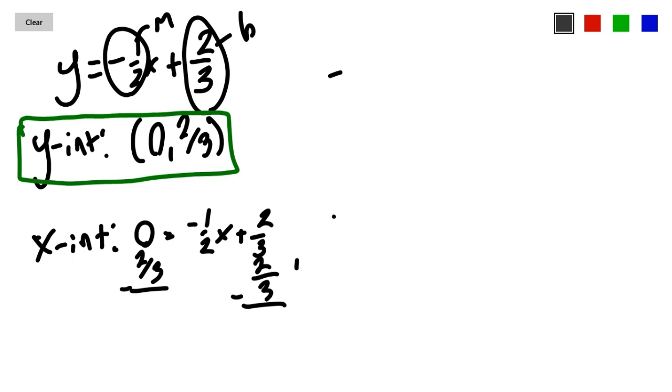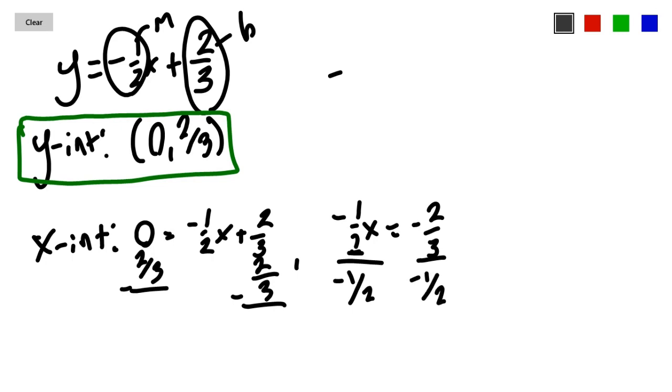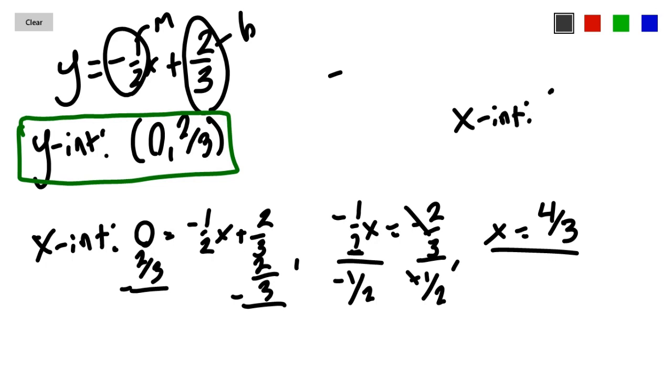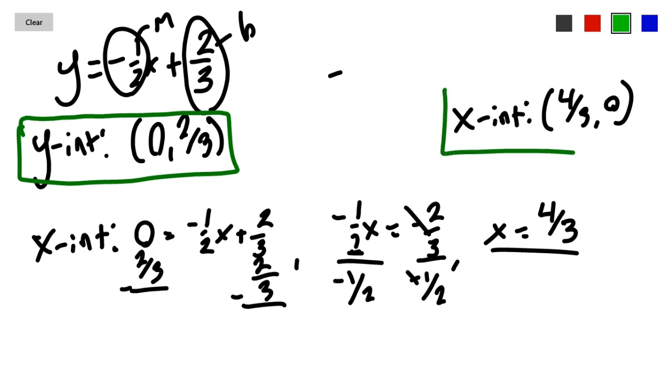So I get negative 1/2 x is equal to negative 2/3. And then what I'm going to do is divide both sides by negative 1/2. So I end up, negatives cancel, with x is equal to 4 over 3. So my x-intercept is going to be the point (4 over 3, 0). Process is the exact same thing whether you have fractions or not for linear equations.